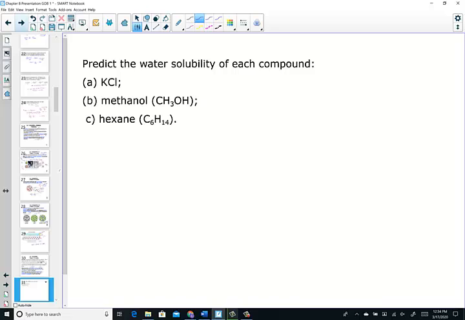Let's predict the water solubility of each substance. Does a solution form? So the question is, will they dissolve in water?